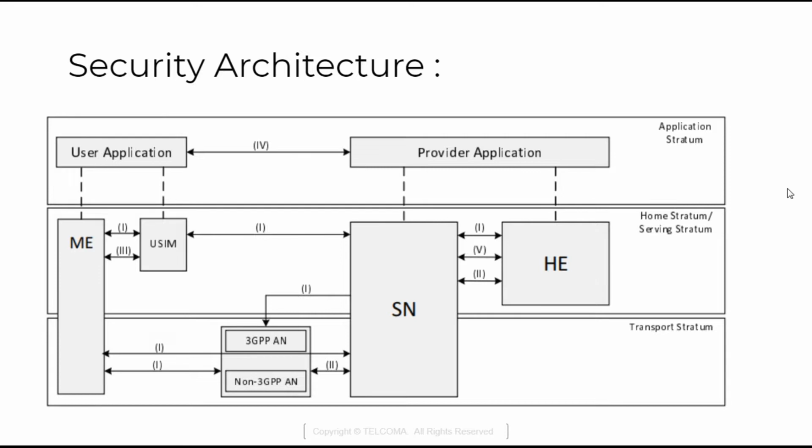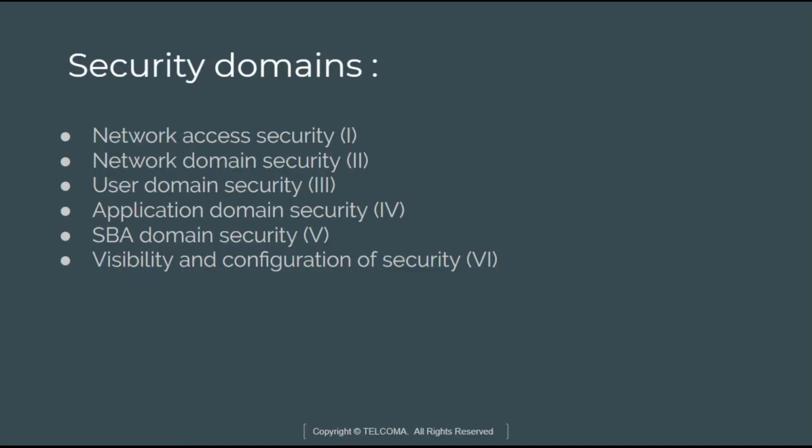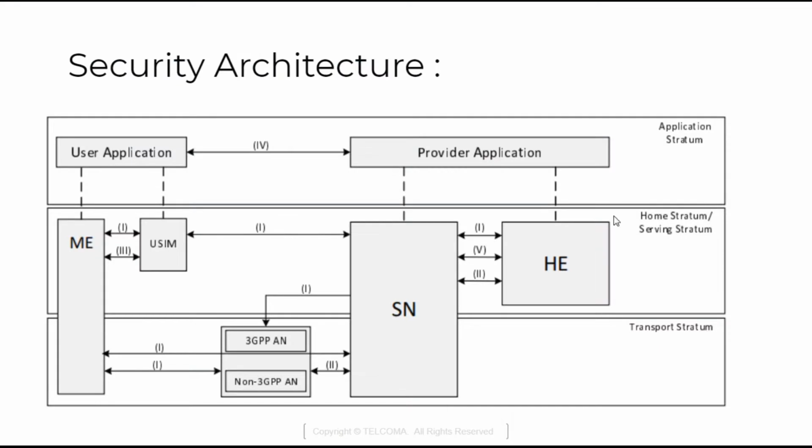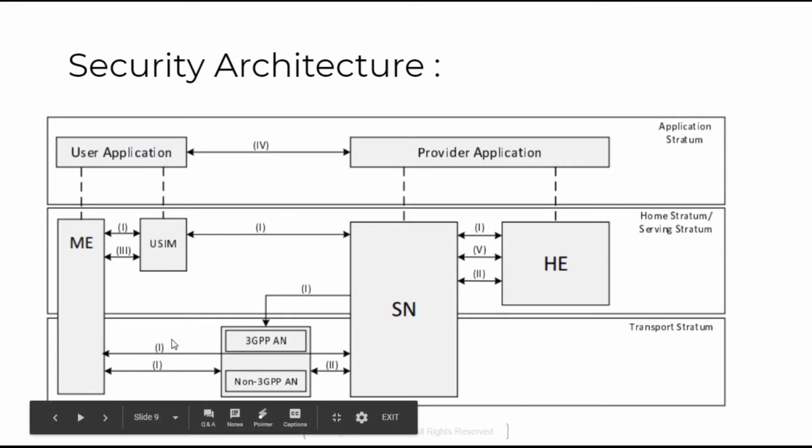So this is the security architecture. It is divided into three parts: transport stratum, home stratum, which is also known as service stratum, and application stratum. So we have network access security. Here the security domains are there. We have 6 domains. We can see here this is the first, second, then third, fourth, fifth and sixth. So we have different domains.